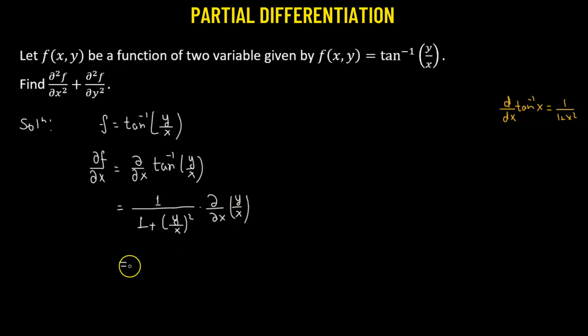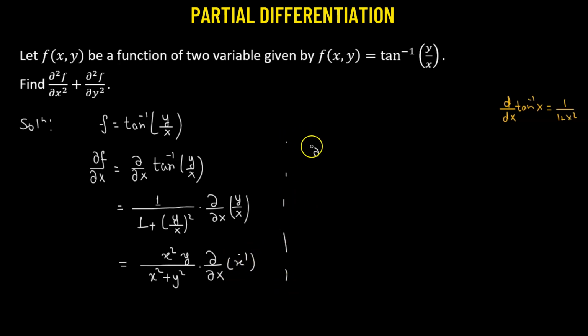Right. So this is going to give us x squared divided by x squared plus y squared. Now since we're taking the partial of y over x with respect to x, y will be treated as a constant, so we can pull it out of the derivative, and we only have to find the partial with respect to x of x raised to the power of negative 1. Right. So let's find it out.